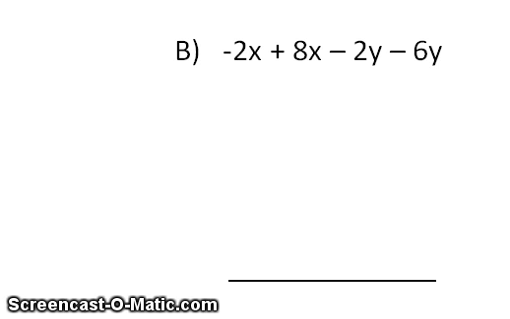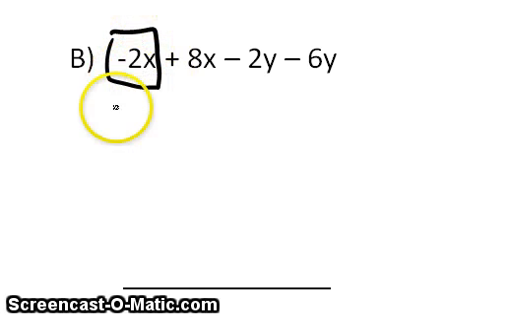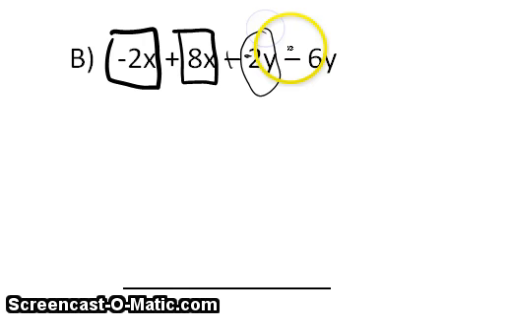All right, for letter B, I'm going to do the same thing. I'm going to identify my like terms, so the ones that have the exact same variables. So here is one that has an x as the variable. Here's another that has an x as a variable. Now I see some subtraction, so I'm going to need to remember to change that to adding a negative so that the negative sign stays with this term. Adding a negative stays with that term.